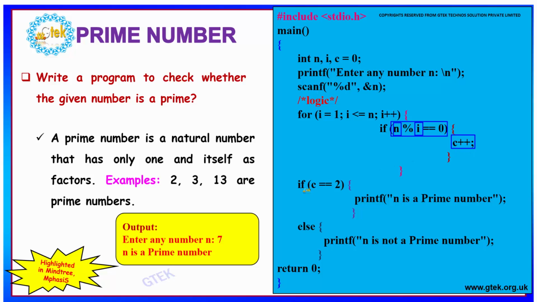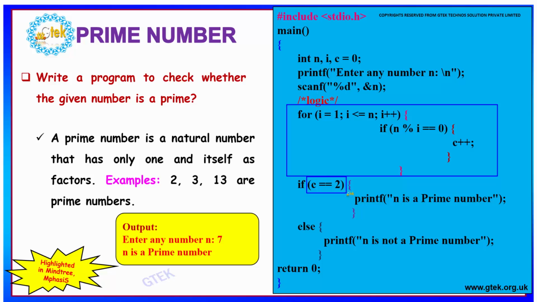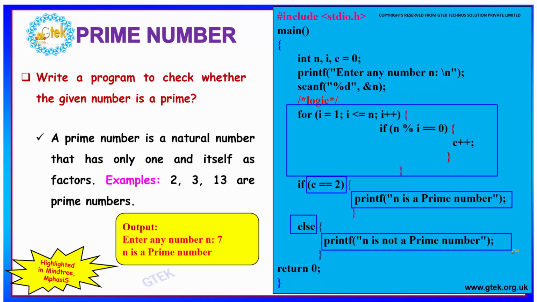So finally, when your c value comes out of this for loop, if its value is 2, because 1 and itself is the condition for a number to be prime, then the number is a prime number. Else, if your c value has been incremented more than twice, that indicates that the number is not a prime number.